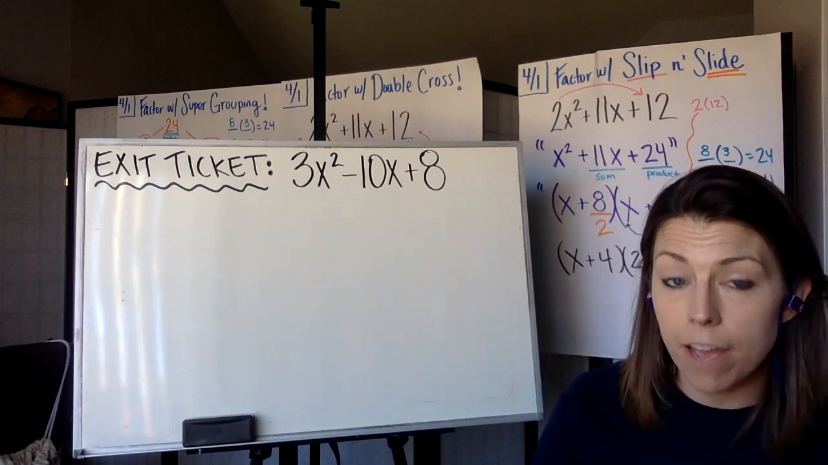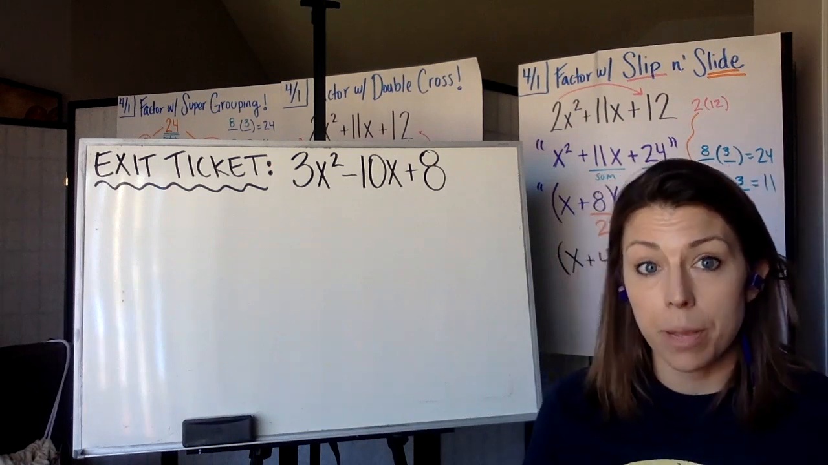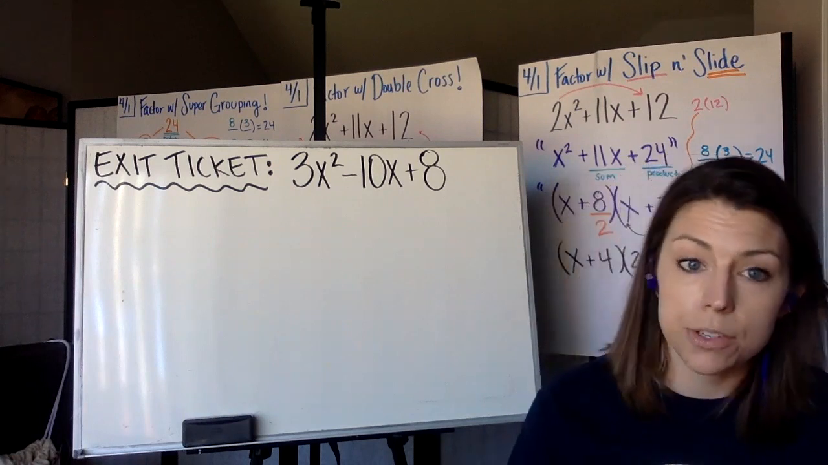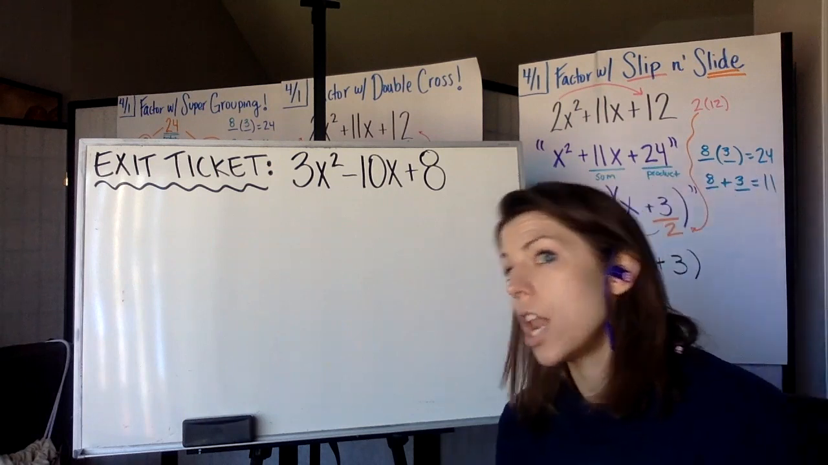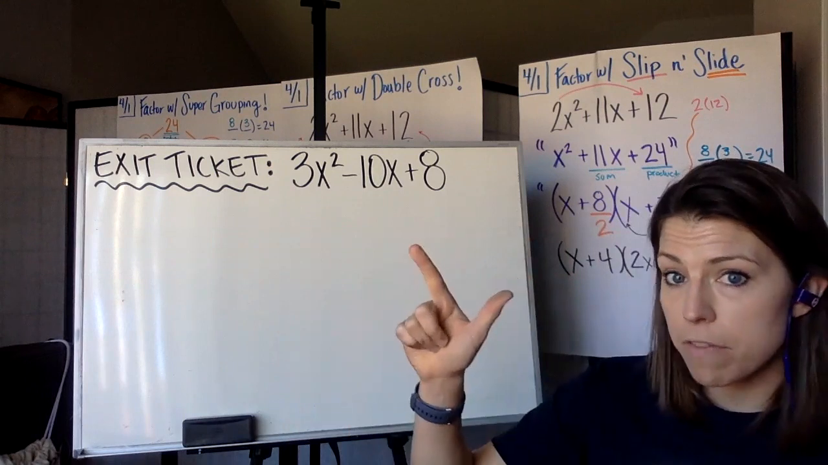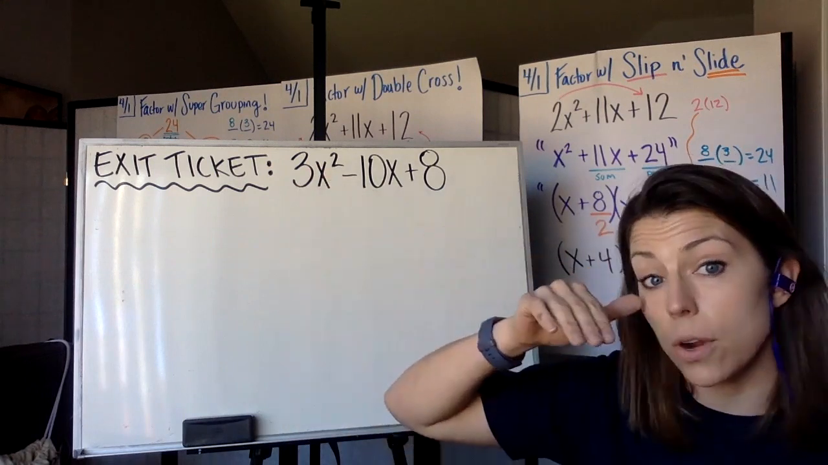Can we do GCF factoring? No. Can we do factor by regular grouping? No. Can we do factoring by regular P's and Q's? No. Why not? Because it is a trinomial with no common factors and the leading coefficient is not 1. So that means those three methods are out.